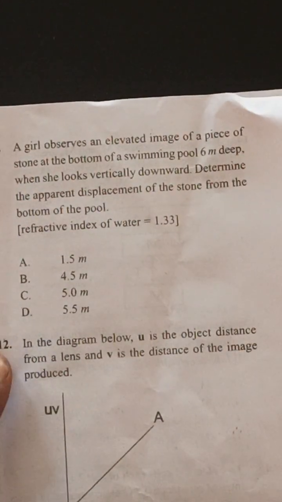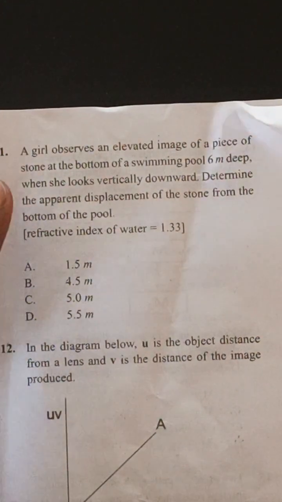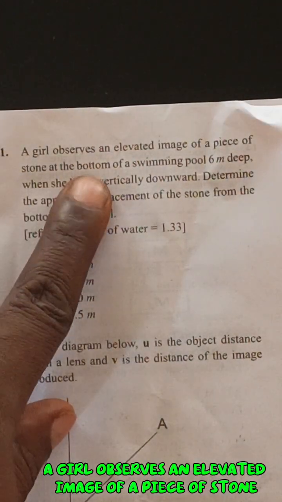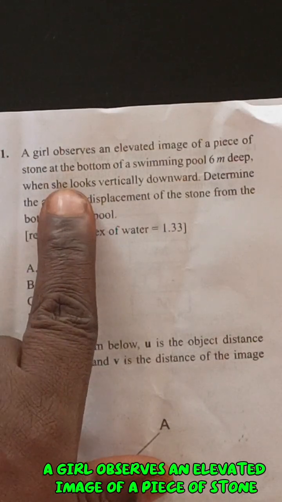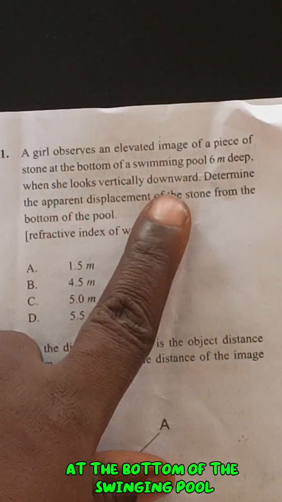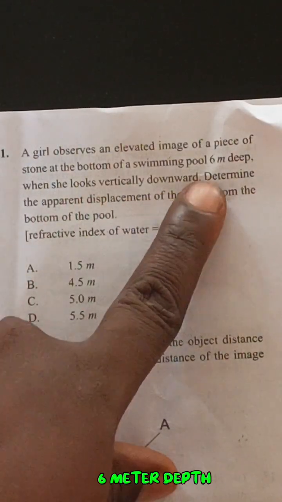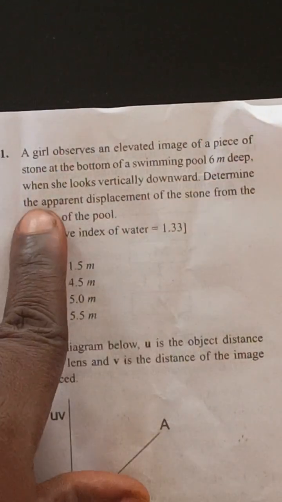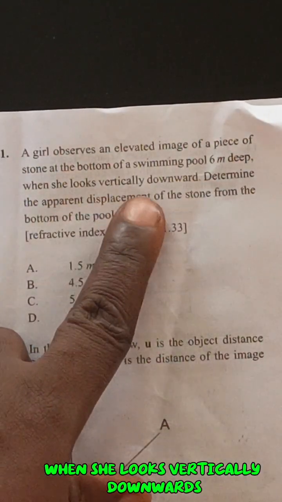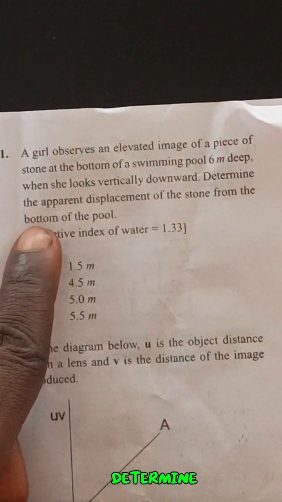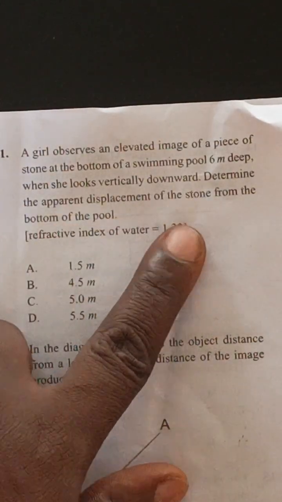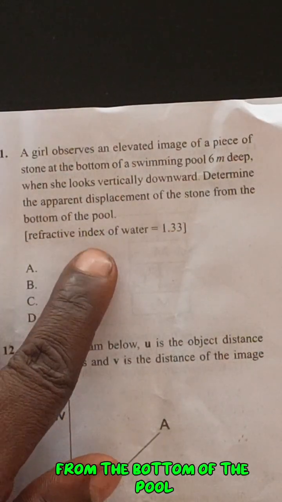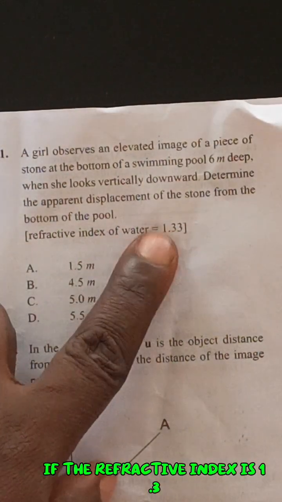Number 11 question says, a girl observes an elevated image of a piece of stone at the bottom of a swimming pool, 6-meter depth, when she looks vertically downwards. Determine the displacement of the stone from the bottom of the pool, if the refractive index is 1.33.